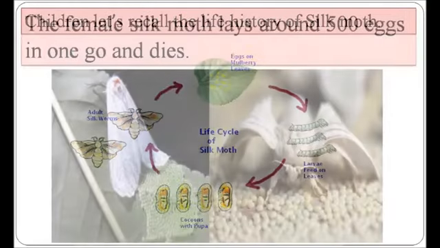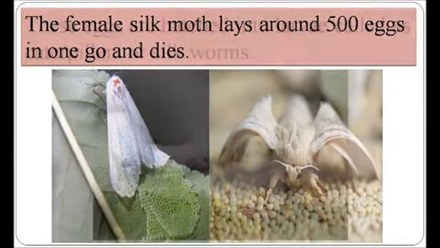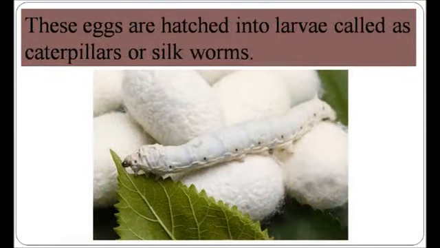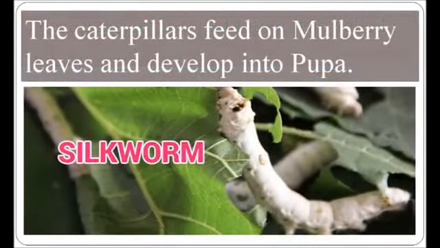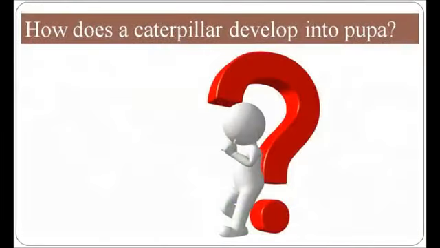The female silk moth lays around 500 eggs in one go and dies. These eggs hatch into larvae called caterpillars or silkworms. The caterpillars feed on mulberry leaves and develop into pupa. How does a caterpillar develop into pupa?